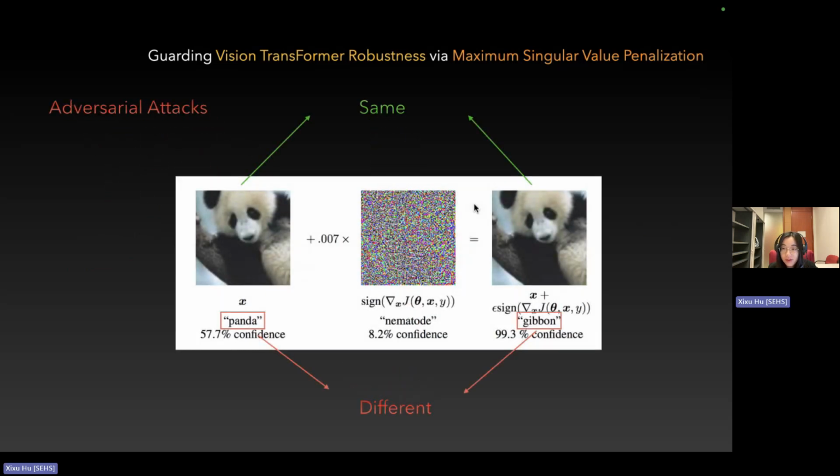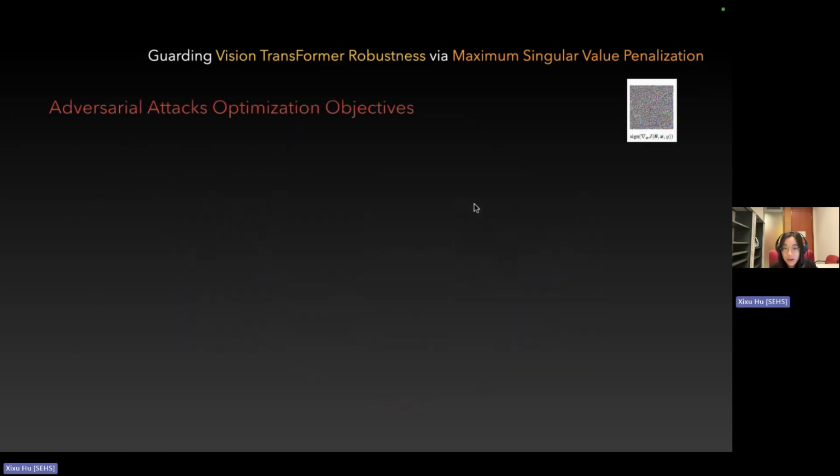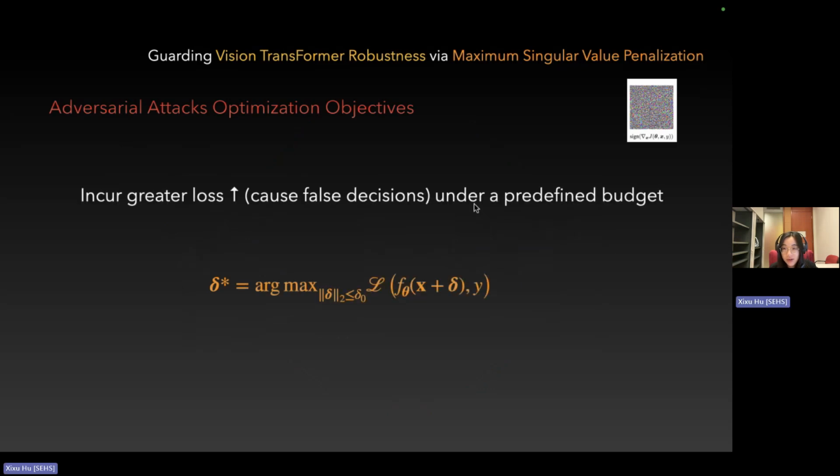Here I show an example of an adversarial attack. You can see we have two images of a panda. They look almost the same to our eyes, but the neural network will classify them differently, just because we inject an imperceptible adversarial attack here. For the adversarial attack, the goal is to increase the training loss as much as it can under a predefined budget.